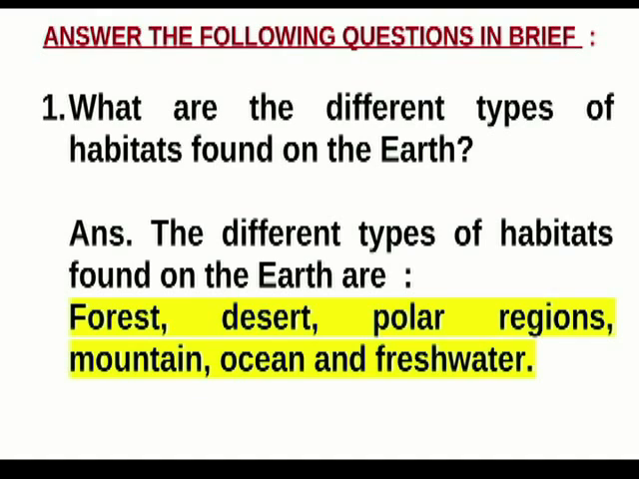So, once again, we recapitulate the answer. The different types of habitats found on the earth are forest, desert, polar regions, mountain, ocean, and fresh water.